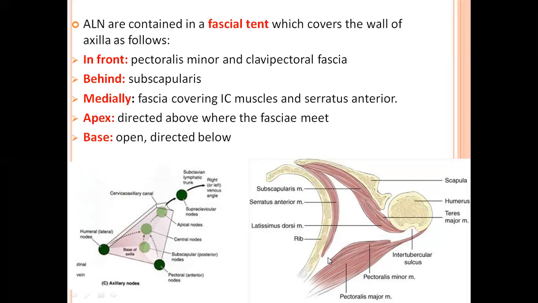So in front, you will see the fascial tent, where we have the anterior group of lymph nodes, that is the pectoralis minor and clavipectoral fascia. Okay, behind, the fascial tent is moving towards subscapularis. Medially, the fascial tent is covering the intercostal muscles and serratus anterior. Apex is towards the cervicoaxillary canal, where all the fascia meet, and the base is skin, I said, open, directed below. You should just try to recollect the boundaries of the axilla in order to understand this.